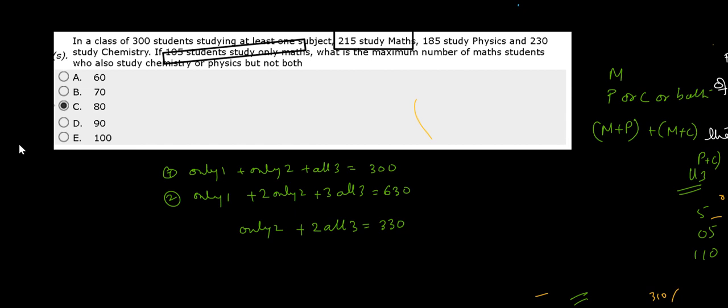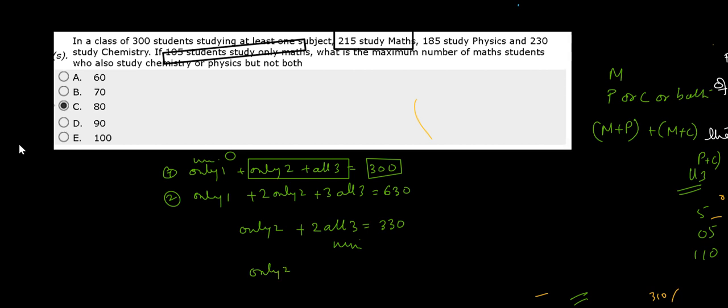And then I know that when all three is minimum, only one is minimum, and only one can take the value of 0, right? So that means only 2 plus all 3 can become 300.